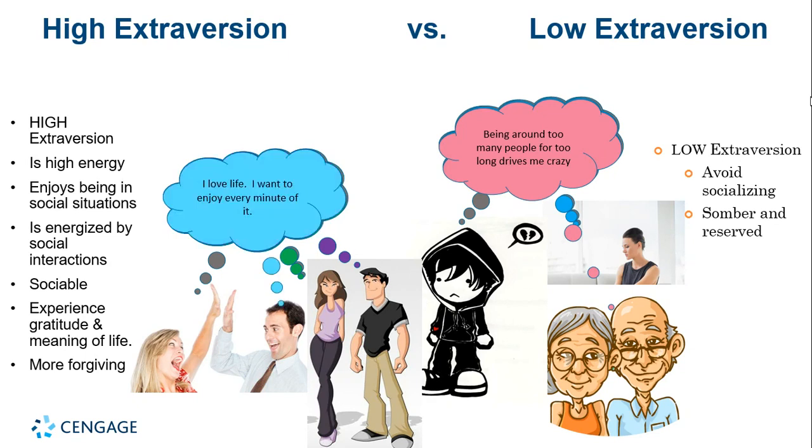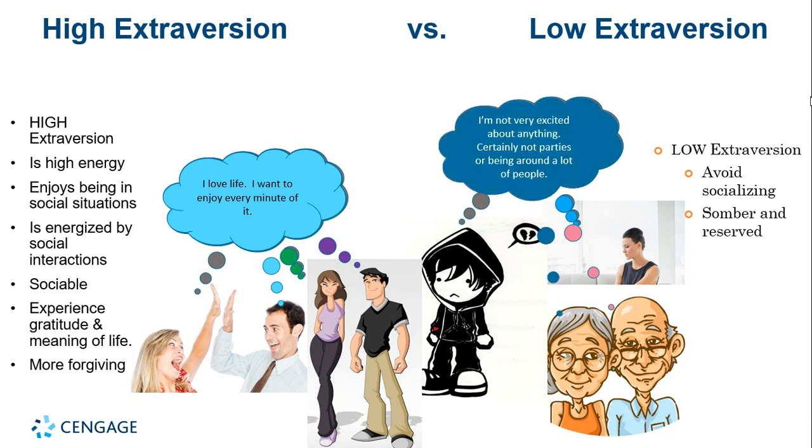Extroverted people might say, I love life. I want to enjoy every minute of it. And people who are low in extroversion might say, I'm not very excited about anything, certainly not parties or being around a lot of people.